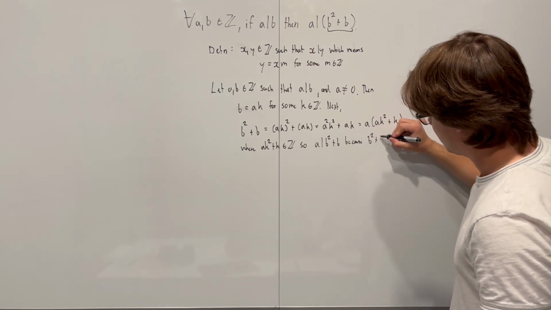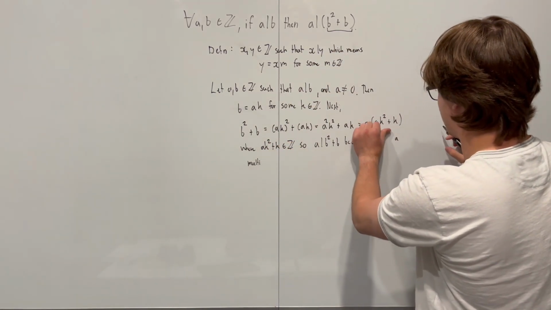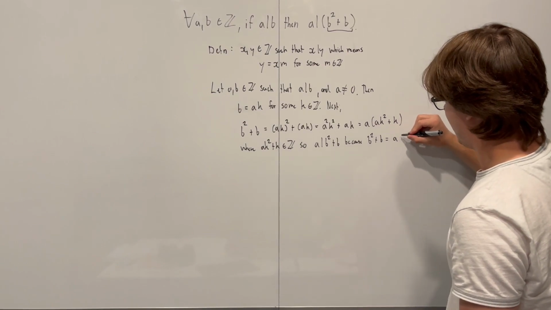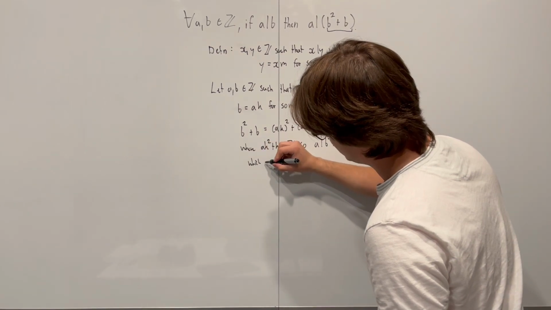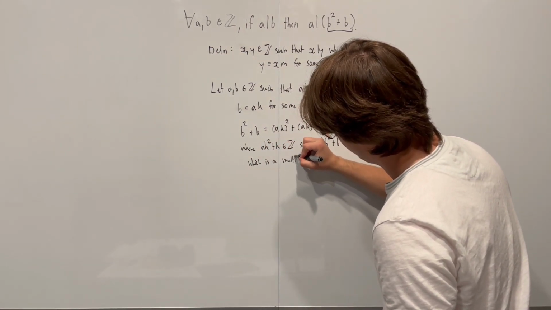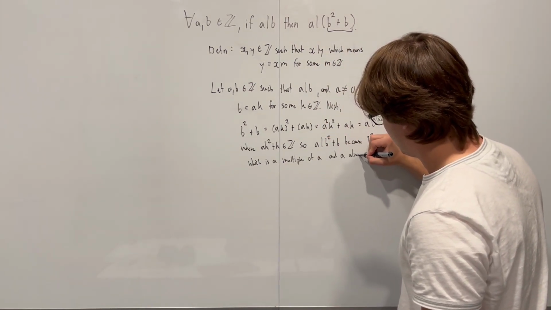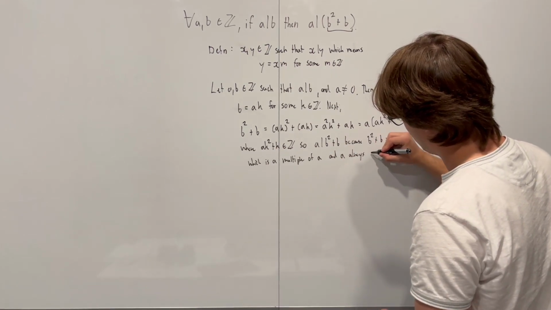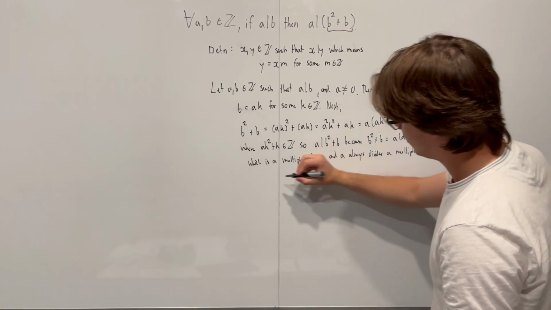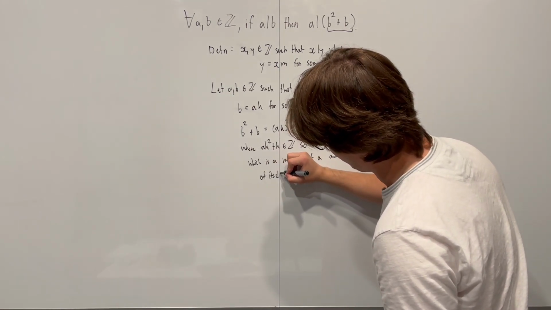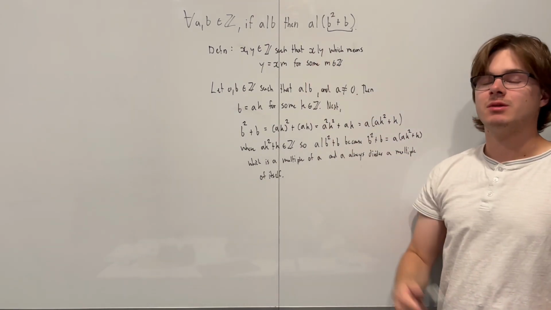because b² plus b, or actually we can say b² plus b is equal to a times (ak² plus k), which is a multiple of a, and a always divides a multiple of itself. I was being super explicit in this conclusion, but there we go. We've now proven that the above statement is in fact true.